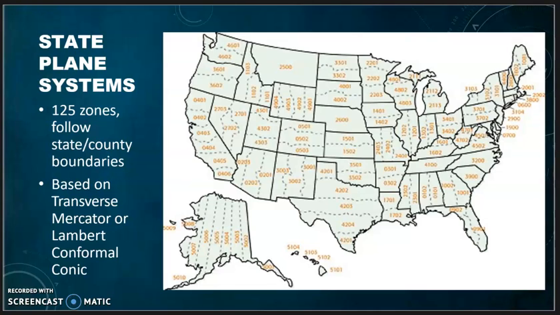And again, the state plane system is based on either the transverse Mercator projection or the Lambert conformal projection. And again, that information can be found in the metadata. And once you start using state plane systems within a state, you just start to know which ones are which. In California, we have the Lambert conformal conic.